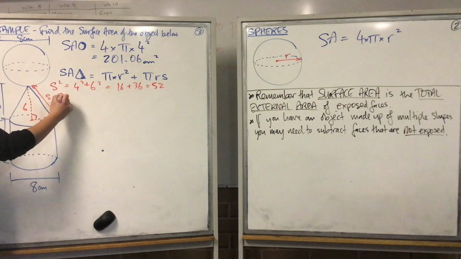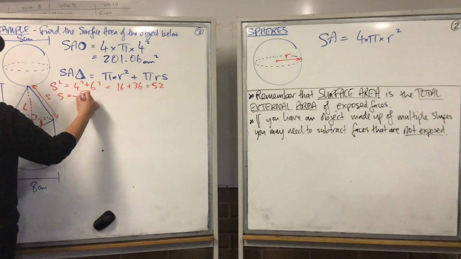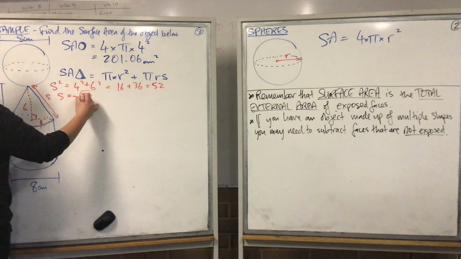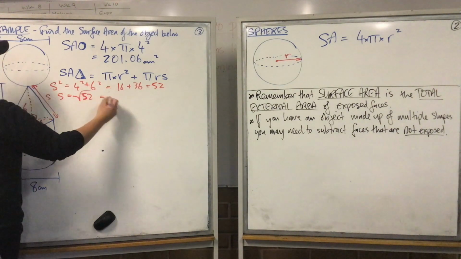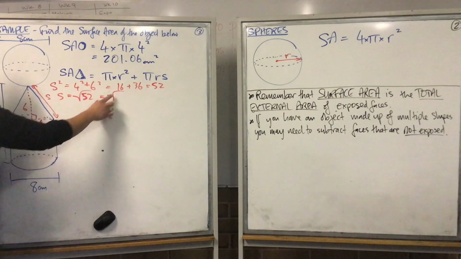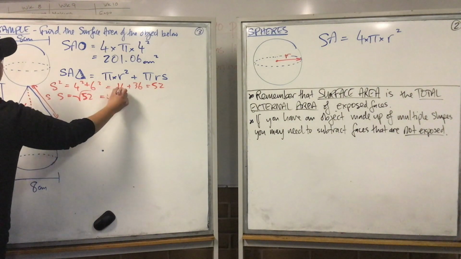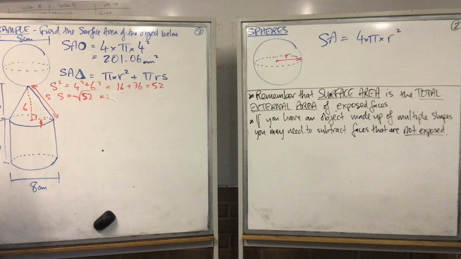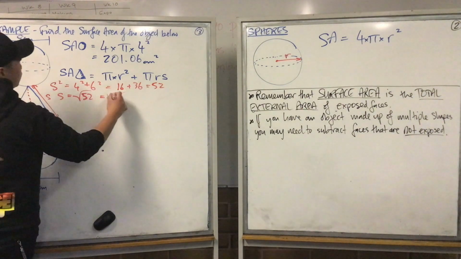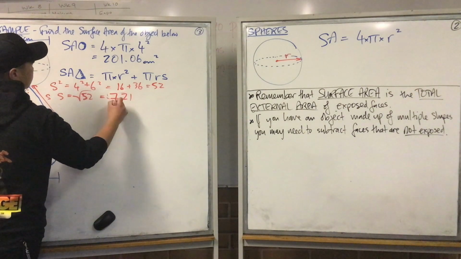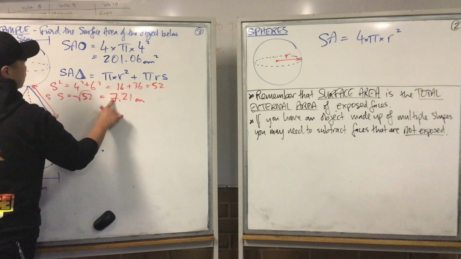Yeah. What's the opposite of squaring something? If you're doing methods next year, you're going to be encouraged to leave everything as roots. Because we're in year 10, we're just going to work that out in the calculator. Square root of 52, 7.21. That was my next guess.